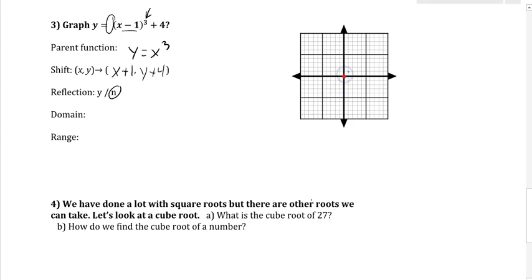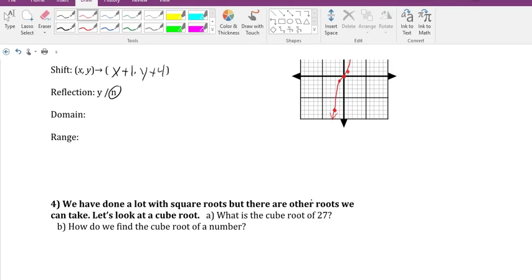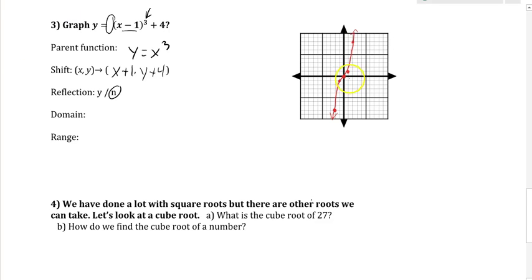you're probably going to have to look these points up until you know what they are. I have them memorized because I used them enough. So there's our basic shape. That's our parent function. We're going to shift that right 1 and up 4. So move it right 1 and up 4.